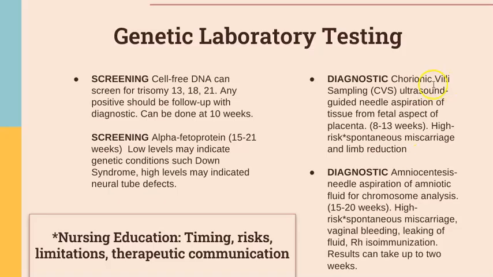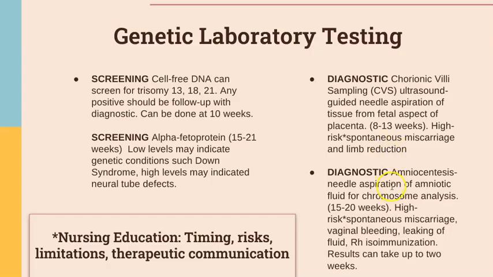So chorionic villi sampling is an ultrasound-guided needle aspiration of tissue from that fetal side of the placenta. It can be done as early as 8 to 13 weeks. Again, it's for high-risk women, and spontaneous abortion and limb reduction can occur, so a lot of risk versus benefit education needs to be done.